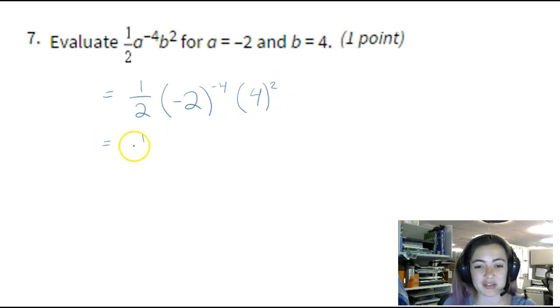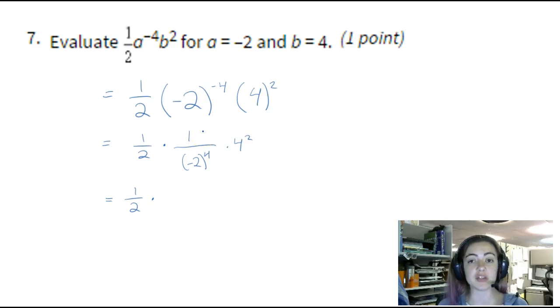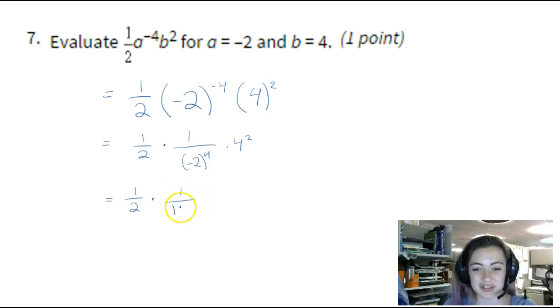Now let's simplify. So we have 1/2 times negative 2 to the negative 4th. Remember, negative 4th means it's going to go in the denominator. So we have negative 2 to the positive 4. And we still have that 4 squared. All right, let's further simplify. So we have 1/2 times 1 over negative 2 to the 4th. So it's negative 2 times negative 2, which is positive 4, times negative 2, which is negative 8, times negative 2, which is positive 16. So it's 1 over 16. 4 times 4 is 16.